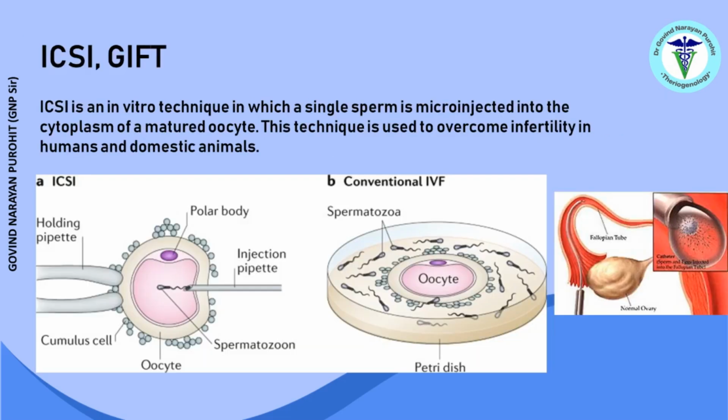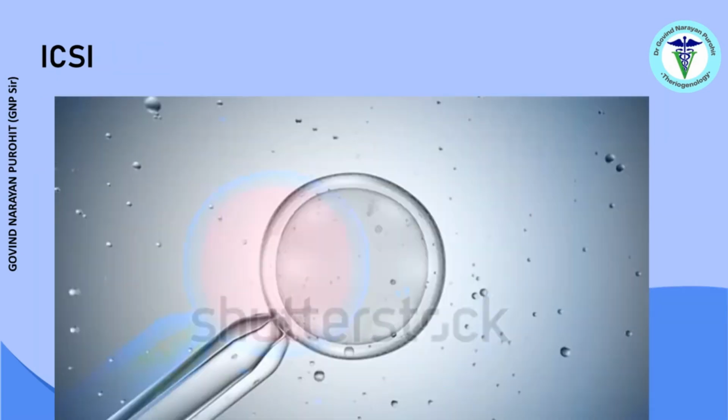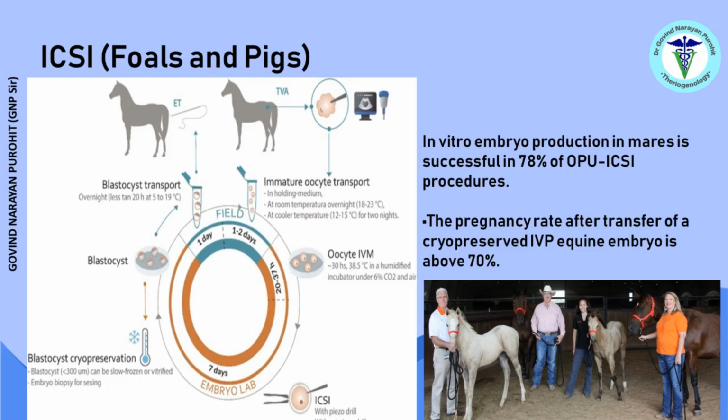Intracytoplasmic sperm injection, ICSI, involves injecting a single sperm into an oocyte, aiding in overcoming infertility. ICSI is a precise technique where a single sperm is injected into an egg to facilitate fertilization. In vitro embryo production in mares and pigs has shown high success rates, with significant pregnancy rates post-transfer.